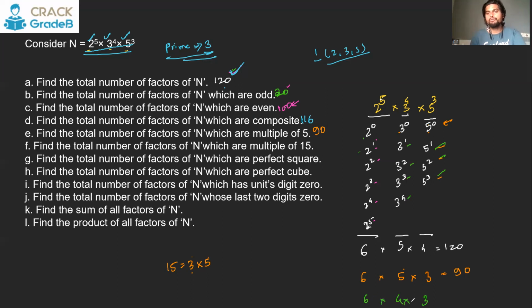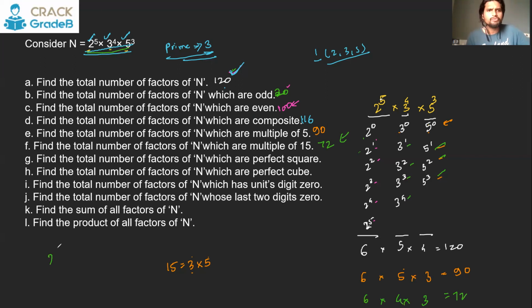6 into 4, 24 into 3, 72 will be multiple of 15. So either you can do it like this, but there is another trick as well. If you don't understand this, because every time it's not going to be as easy as 15. Sometimes it can be 45, 90. Any number can be asked, multiple of 90, multiple of 45.